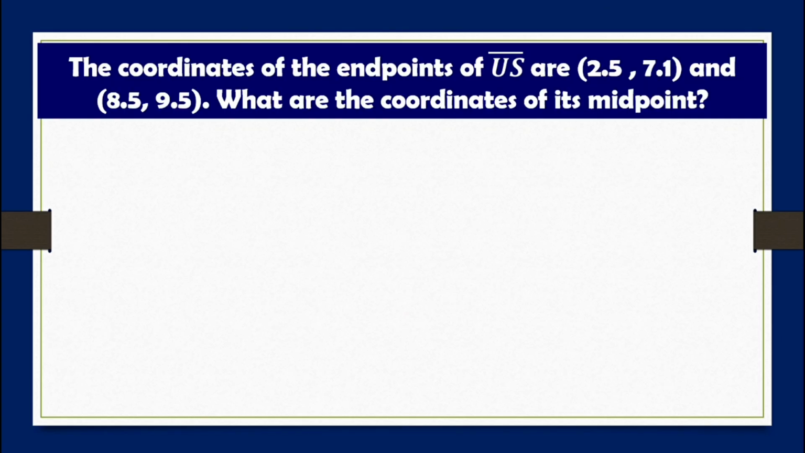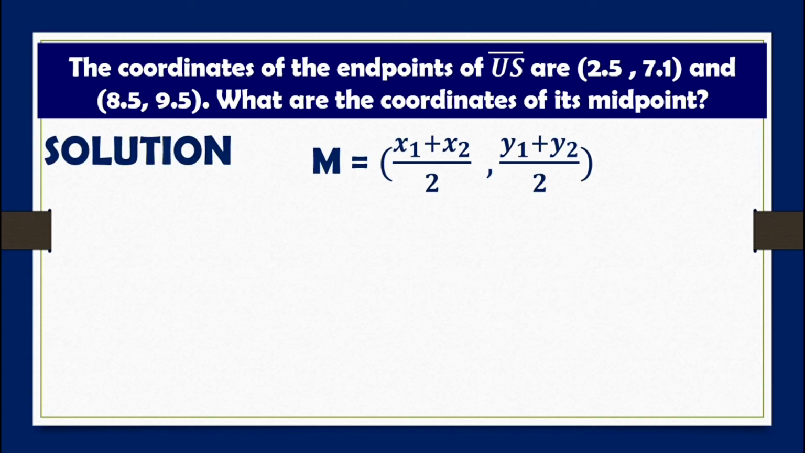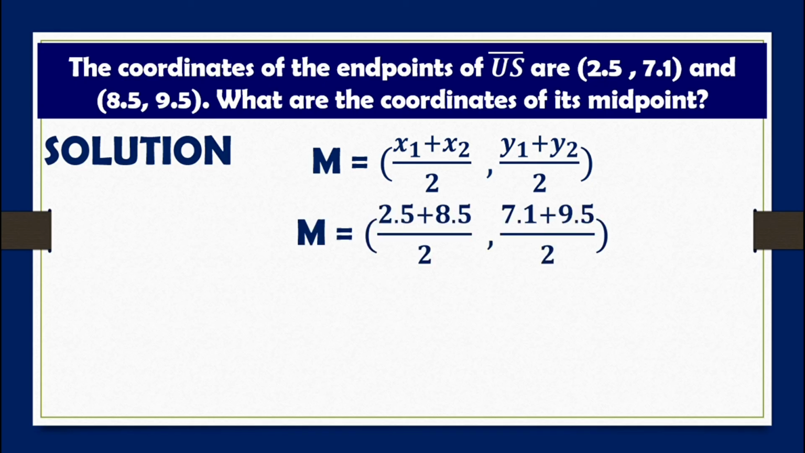Another example. The coordinates of the endpoints of segment US are 2.5 and 7.1, and 8.5, 9.5. What are the coordinates of its midpoint? Again, utilizing our midpoint formula, substitute our x sub 1, which is 2.5, x sub 2, which is 8.5, y sub 1, which is 7.1, y sub 2, which is 9.5, then simplify.